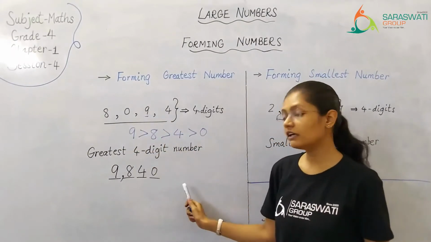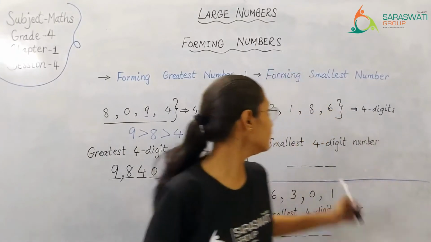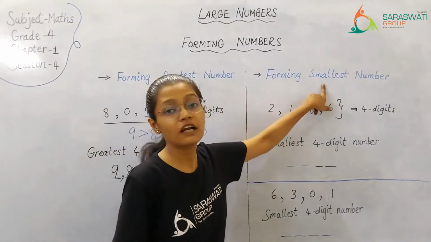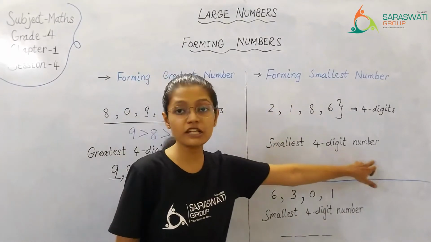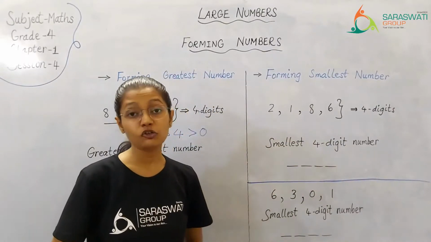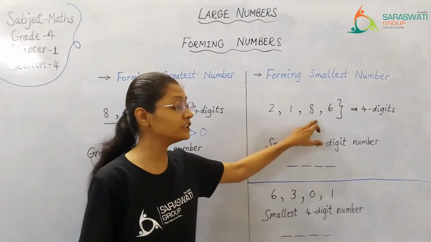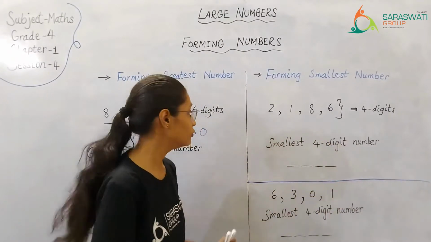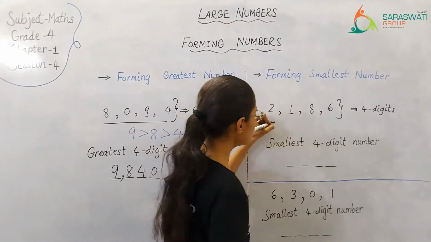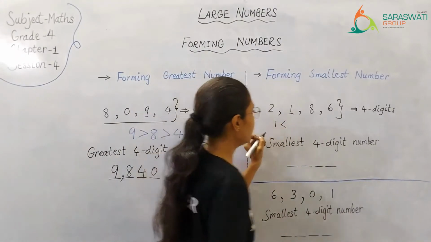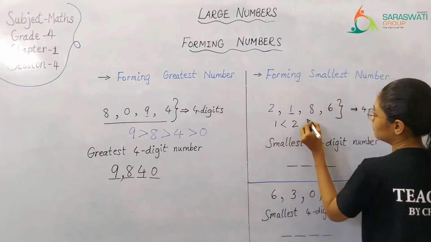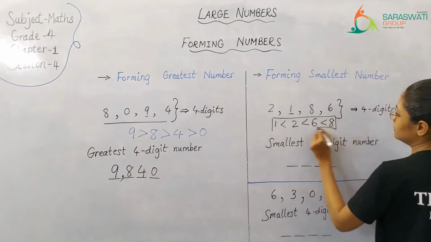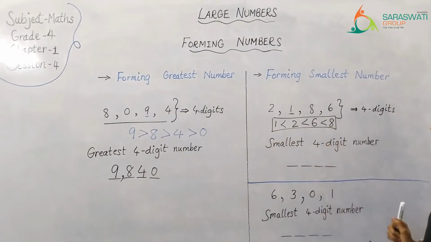This is the greatest 4-digit number that we get using these 4 digits, and we have used each digit only once over here. Now over here we are given these 4 digits and we want to form the smallest number, the smallest 4-digit number using these 4 digits. So now we will arrange these 4 digits in the ascending order from the least value to the highest value. So 1 will be the first digit over here in the ascending order, then we will have 2, then 6, then 8. So here the digits are arranged in ascending order.